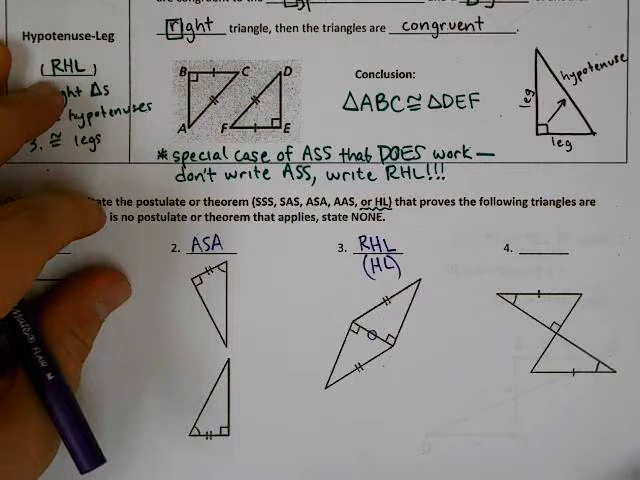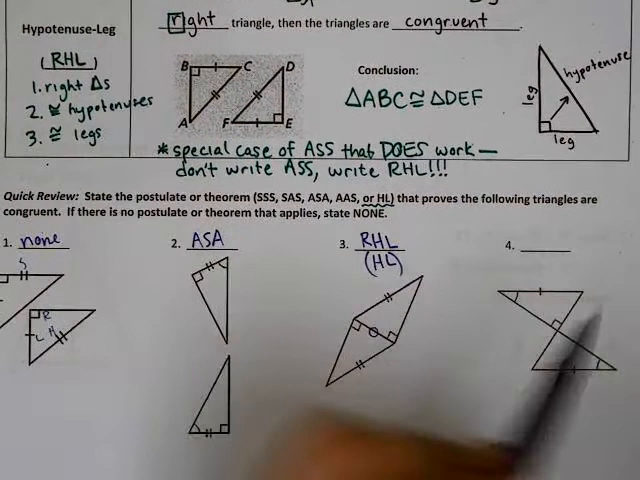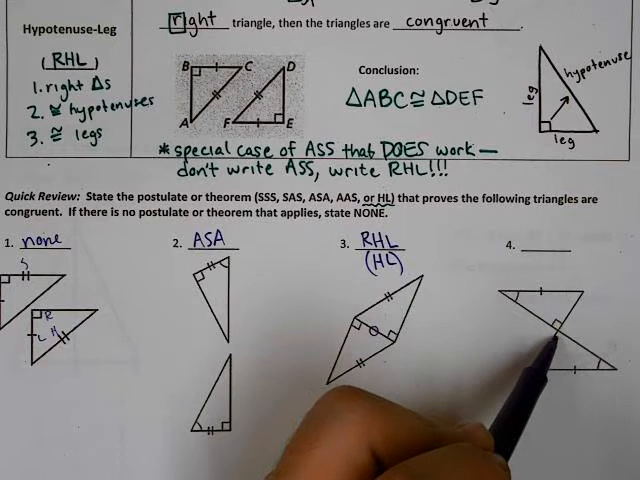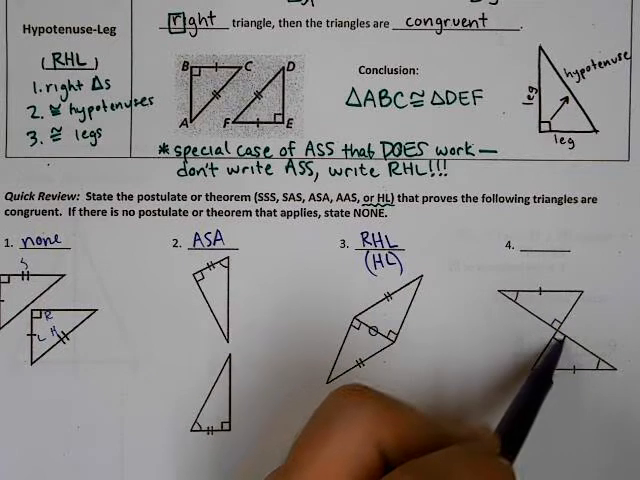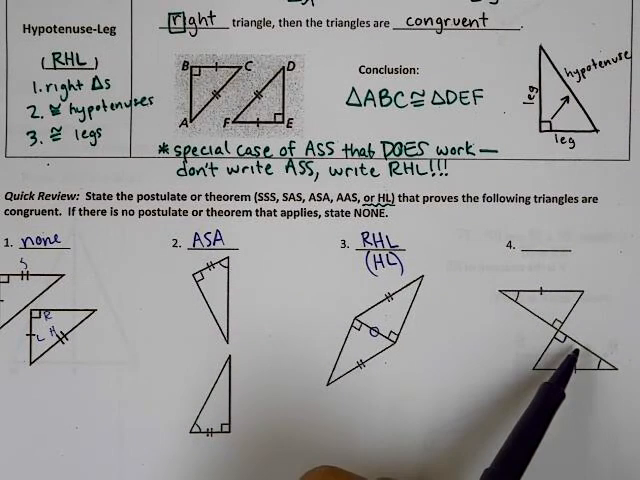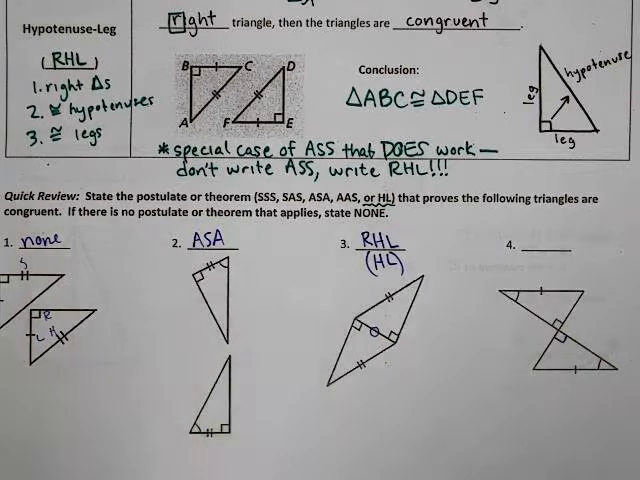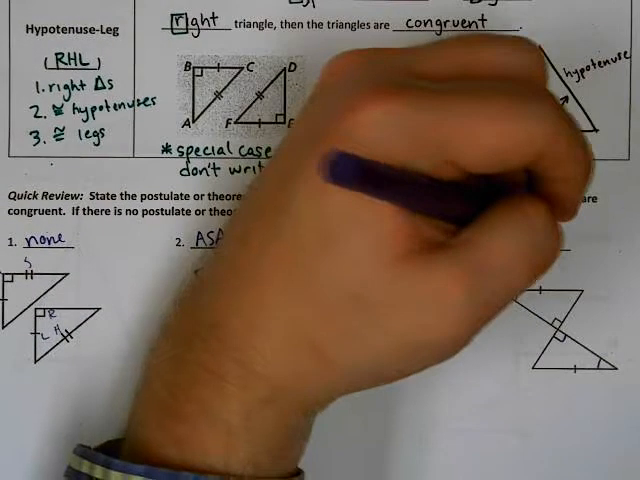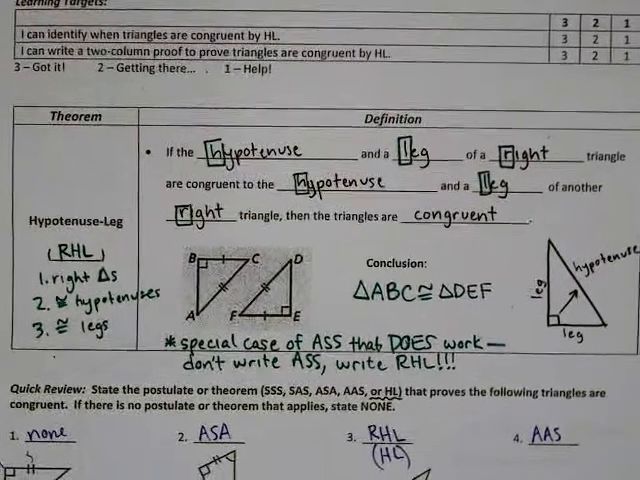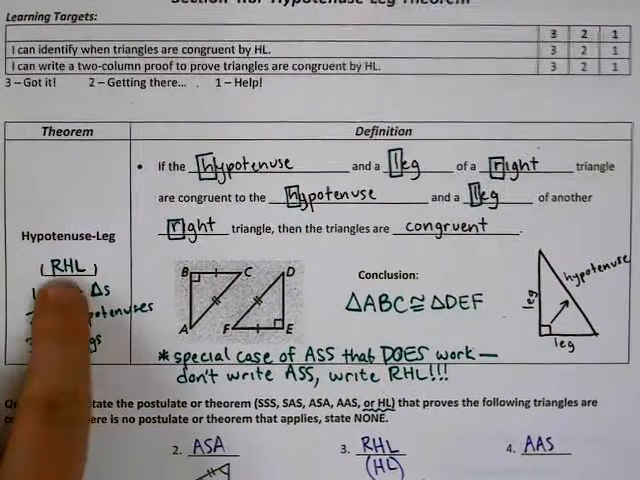And lastly, let's see here. Oh, well, we have this. Oh, these are vertical, right? So if this is a right angle, then that's a right angle. And now we have what? Two angles and a side. The side is not between the two angles, so we would call this AAS. All right? So that's kind of a brief rundown of why we have this new theorem, or new postulate, the RHL postulate.